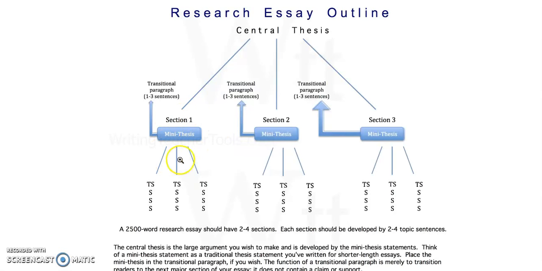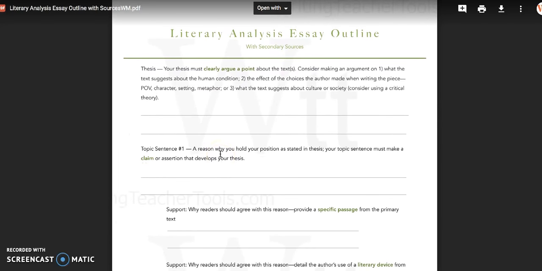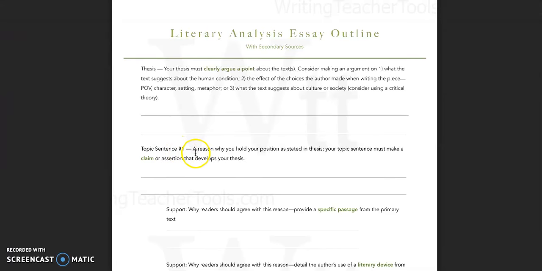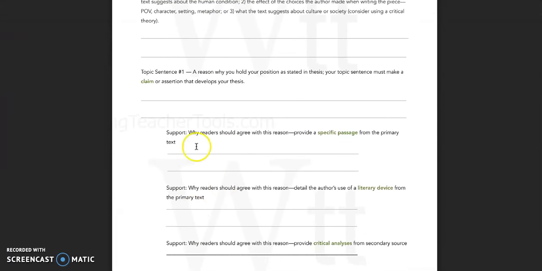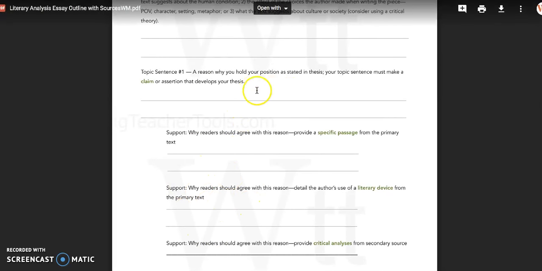Once you have these little mini thesis ideas thought through, you're on familiar territory. We basically would do this. We'd have our mini thesis statement. That mini thesis statement would be supported by a topic sentence, which in turn is supported by specific evidence to help prove the claim made in that topic sentence.